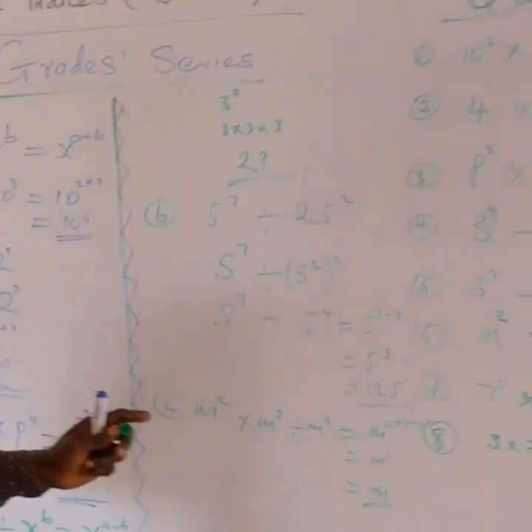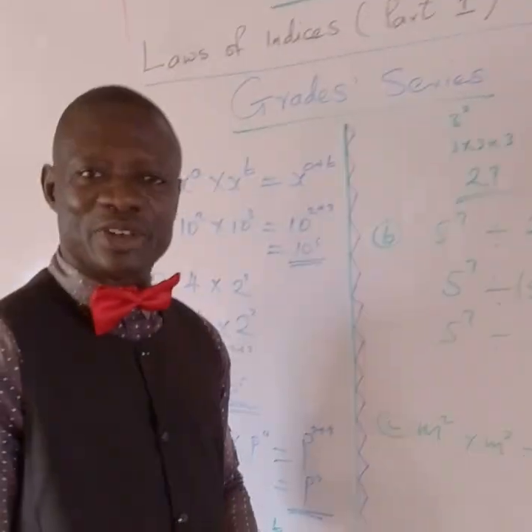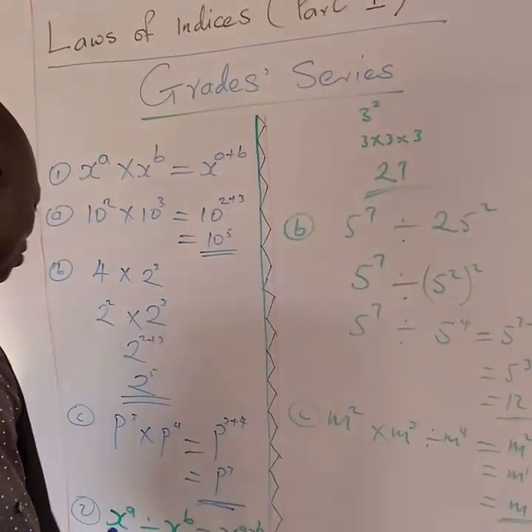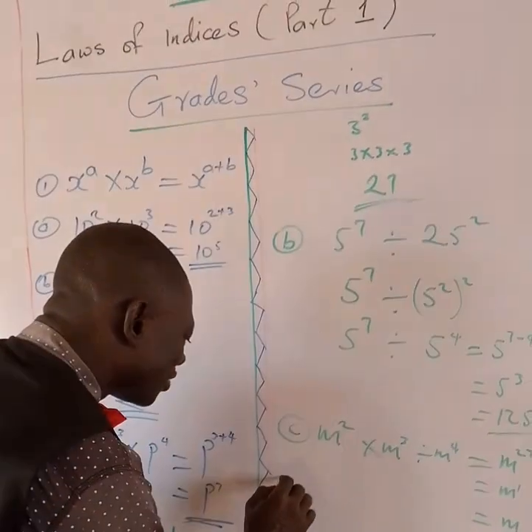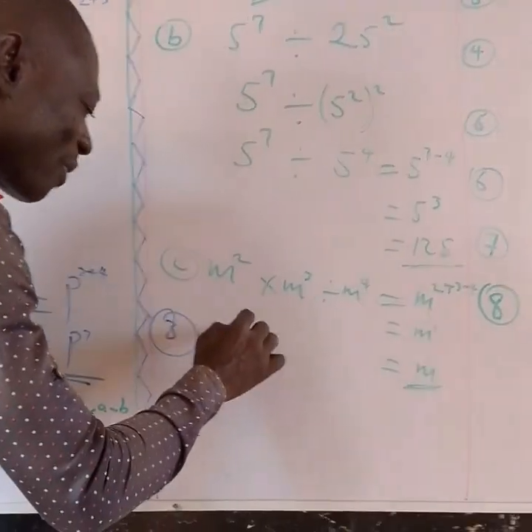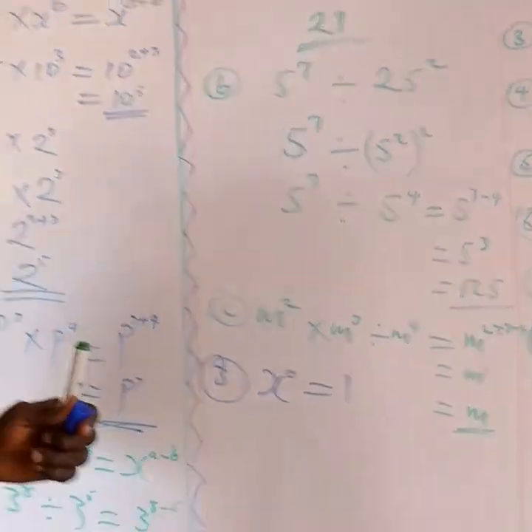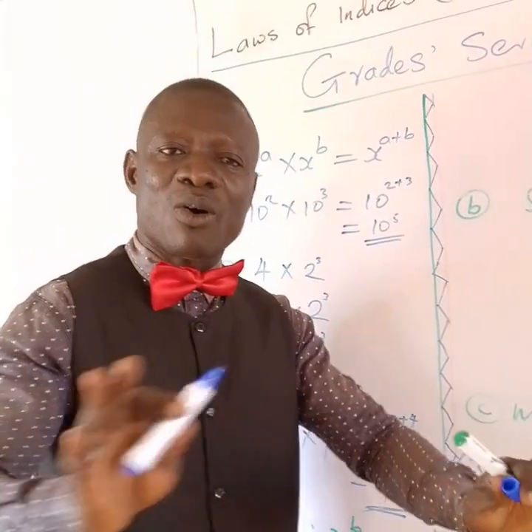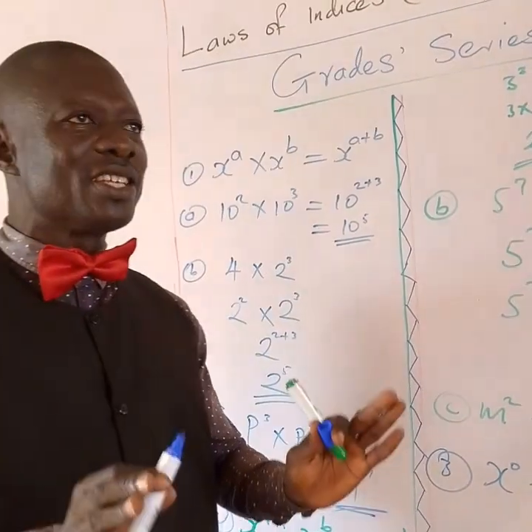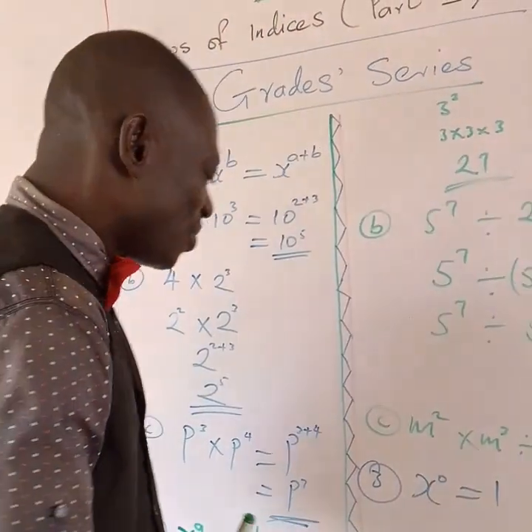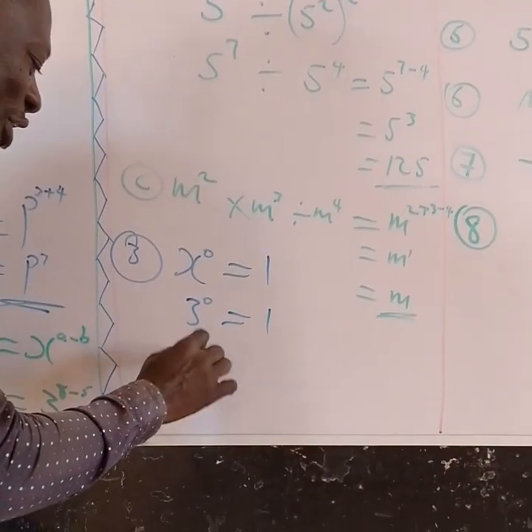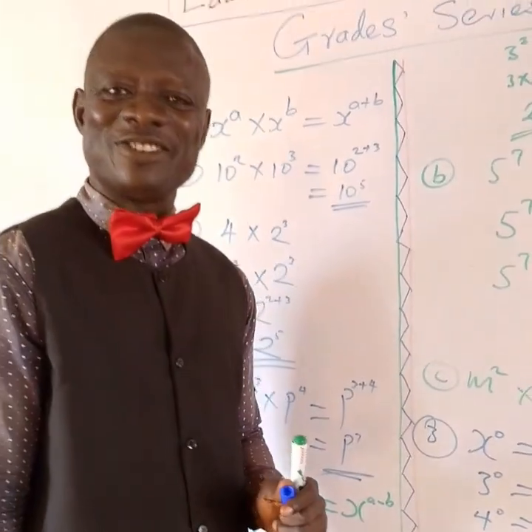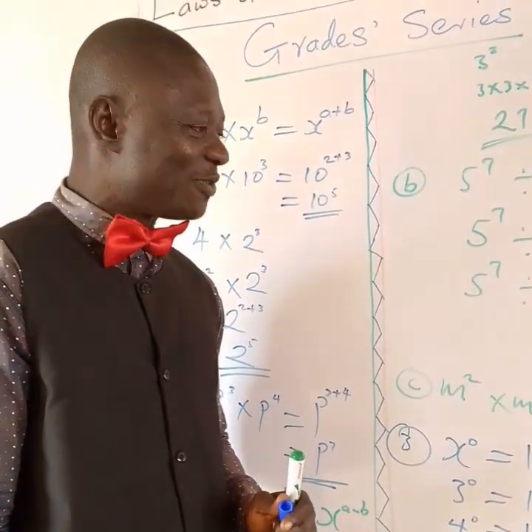Alright, the last law we are going to talk about today is law number 3. Law of indices number 3. This law of indices number 3 is x raised to the power 0 is equal to 1. What is it saying? Any number at all, any letter at all, raised to the power 0 is equal to 1. And so we have that 3 raised to the power 0 is equal to 1. 4 raised to the power 0 is equal to 1. I hope that is very funny, but that is mathematics for you.